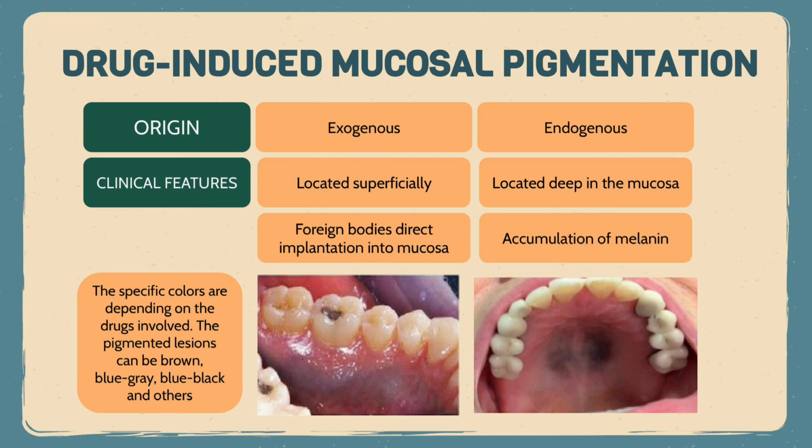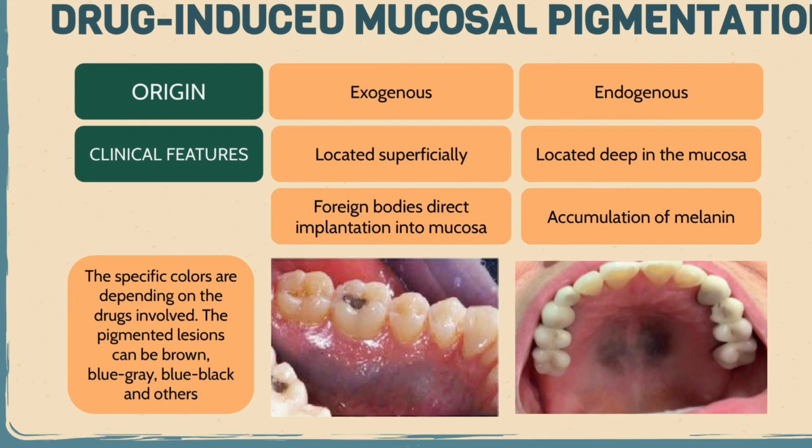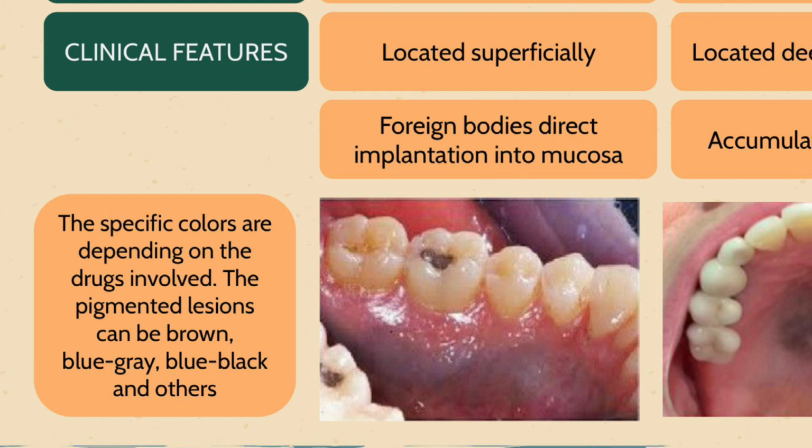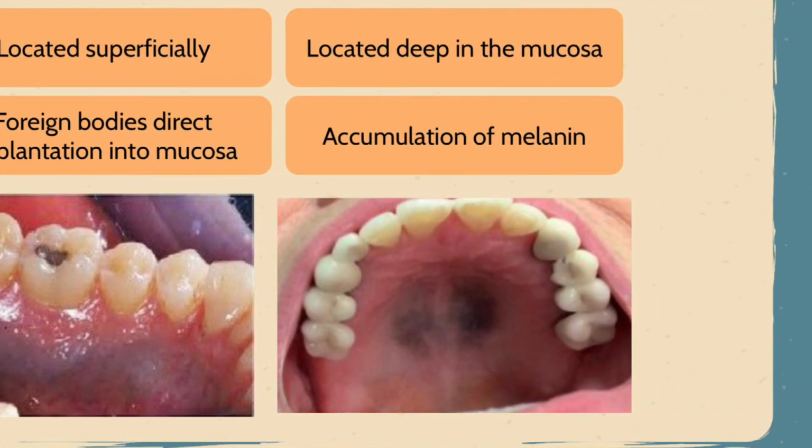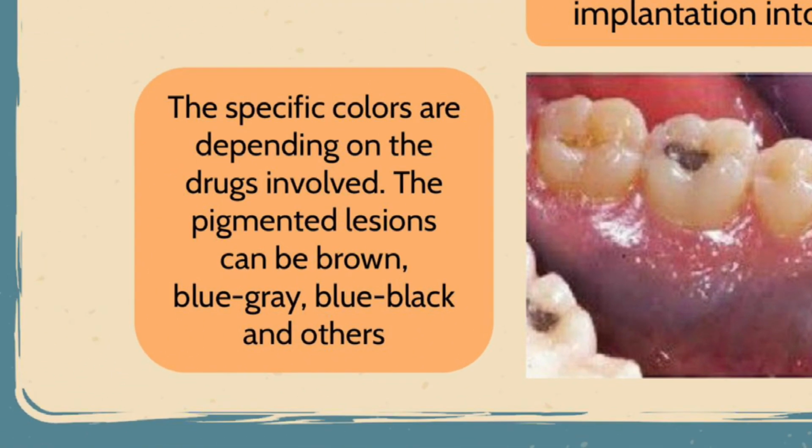Next, I will be talking about drug-induced mucosal pigmentation. It can be divided into two origins, which are exogenous and endogenous. For the clinical features of exogenous, it is located superficially, and the foreign bodies are directly implanted into the mucosa. For the endogenous, it is located deep in the mucosa, and there will be an accumulation of melanin. The specific colors of both exogenous and endogenous depend on the drugs involved.